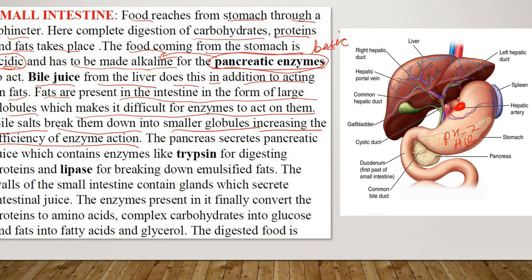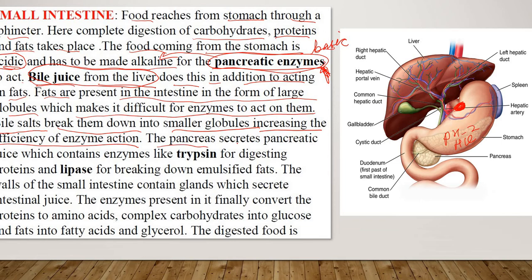Fat molecules are very large, so the bile salts from the bile juice, which is coming from your liver, break the fat globules into smaller ones to provide a large surface area for the action of enzymes. Which enzymes? Pancreatic enzymes.